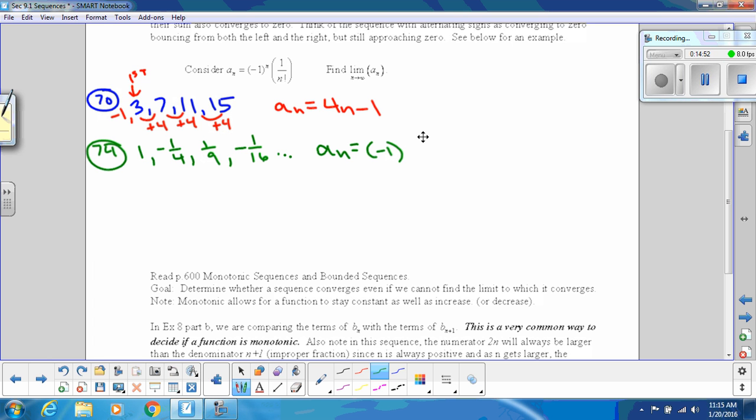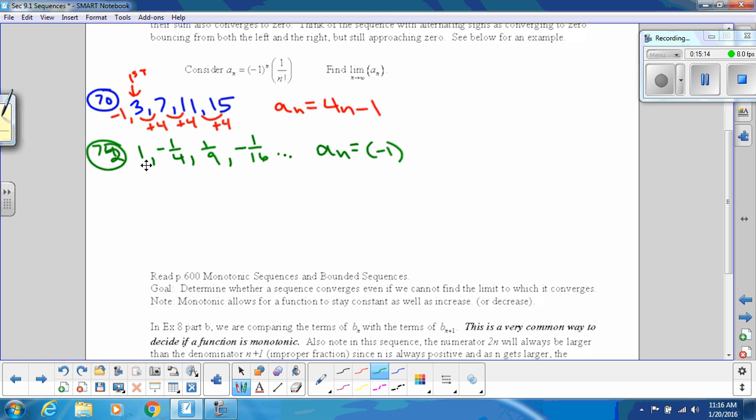And then if you notice the pattern in the denominator... Did I do the wrong one? I did the wrong one. That's okay. This is actually 72. So we'll just do this one.